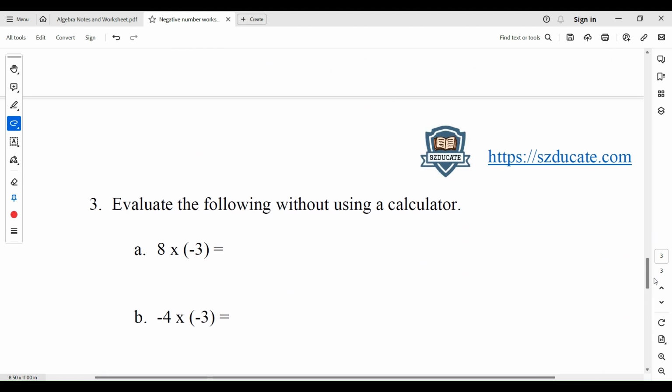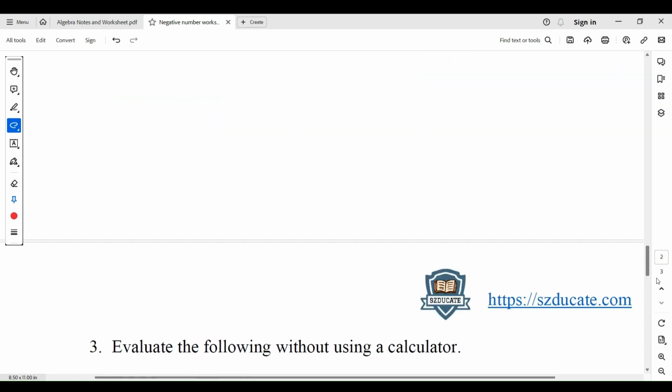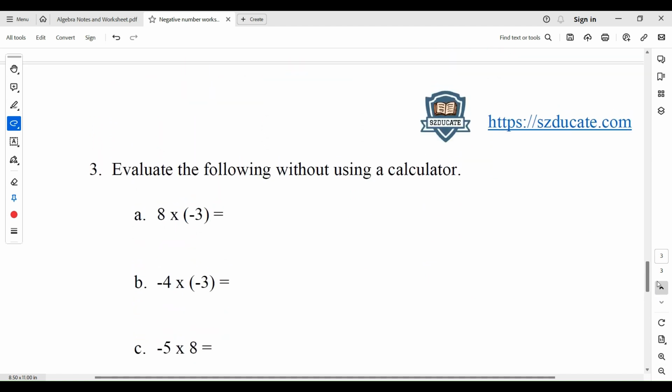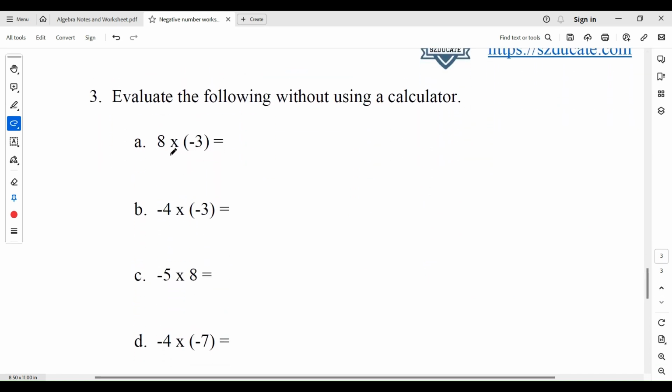Okay, so question 3. See, I never asked you to use the number line. So by right, you're supposed to use your 4 golden rules or my special rules to do it. 8 times minus 3. Positive, negative. So your answer will be negative. 8 times 3, 24.